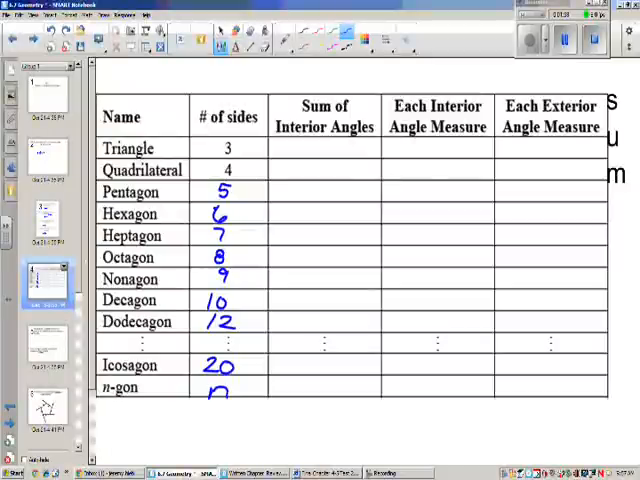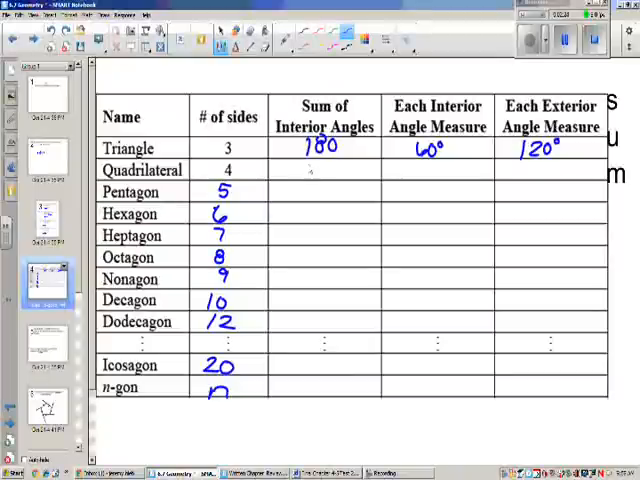So no matter what we have, we're going to do it in terms of n. We know that the triangle's sum of interior angles is 180. And then what's the measure of each angle? Well, it's an equilateral triangle. We could divide 180 by 3, we get 60. And for each exterior angle, the interior and the exterior are supplementary, so 180 minus 60 gives us 120 degrees.